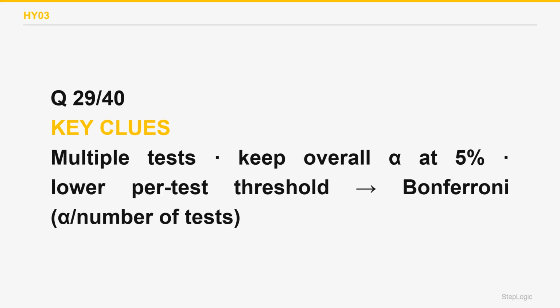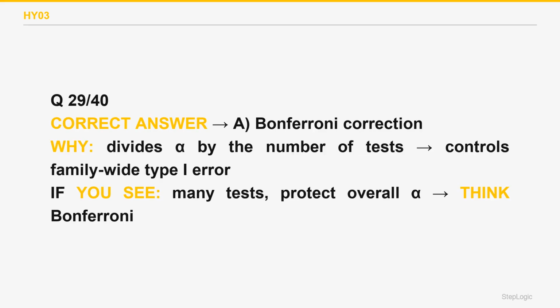The Bonferroni correction guards against false positives from multiple comparisons by dividing the overall alpha by the number of tests. Here, 0.05 divided by 10, so each test must reach p < 0.005. This keeps the family-wide type I error near 5% despite testing many hypotheses. It is conservative but simple. Correct answer is A.